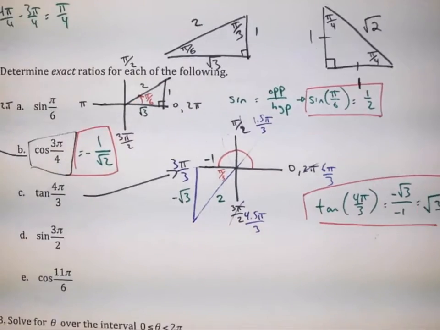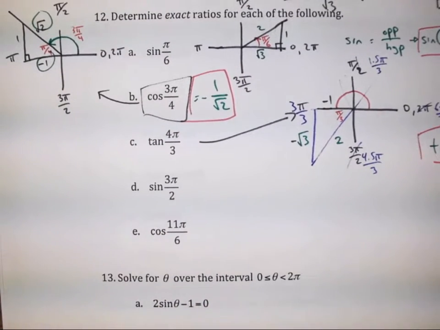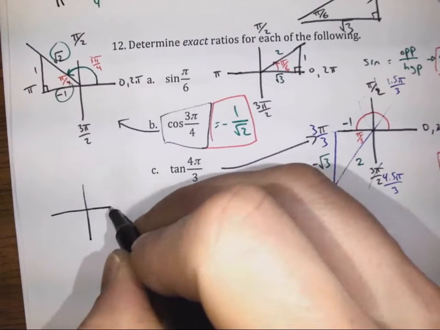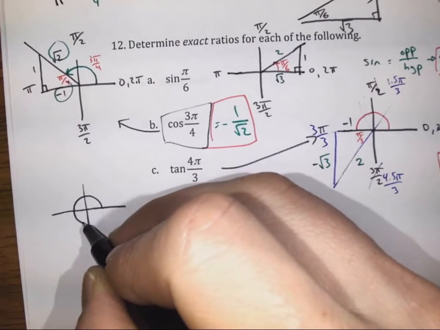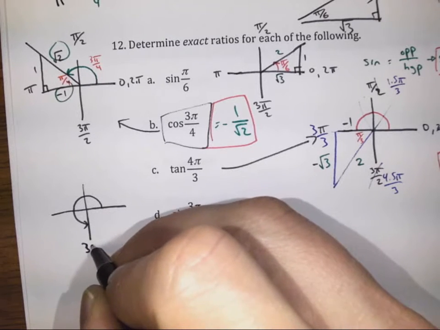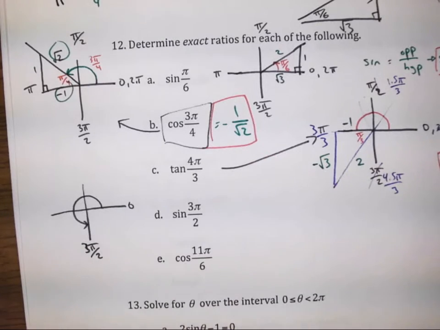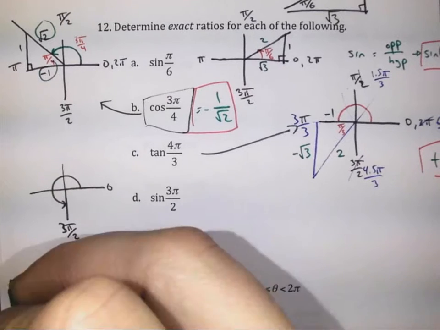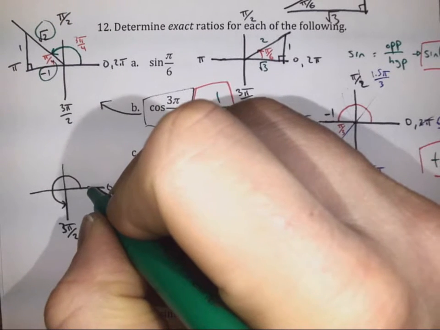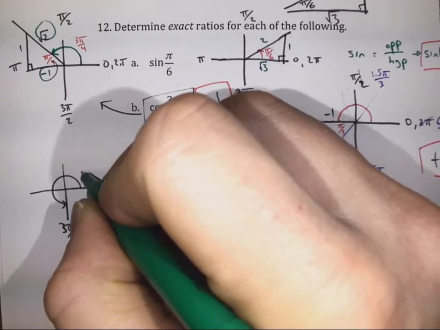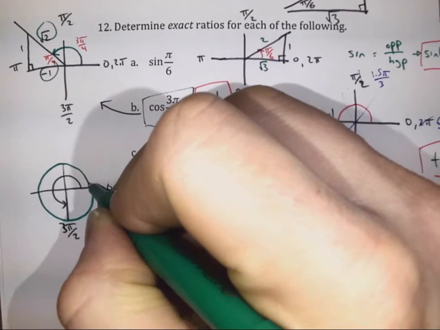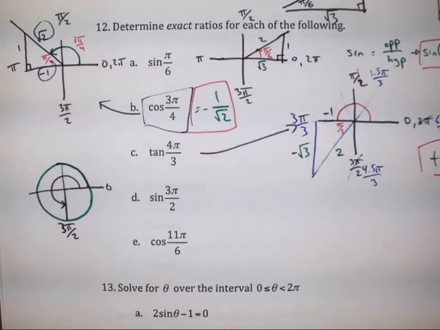All right, let's move on. So this is an angle that actually is on our terminal. Our terminal arm is on one of our axes. 3 pi over 2 is one of the ones we label every time. Okay, so what do we do if an angle lands on the axis? Well, it goes a little bit differently this way. We've got to remember our, what's the word I'm looking for? Unit circle is what I was looking for. I guess that's two words.